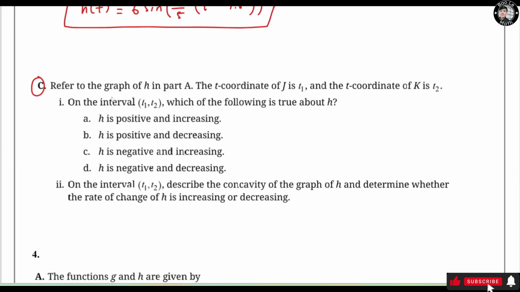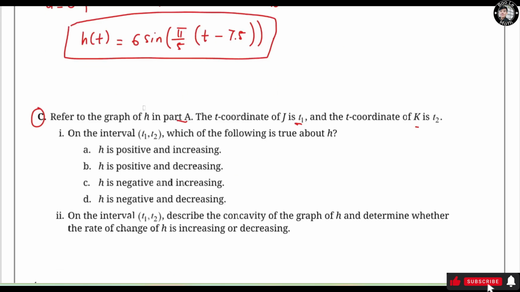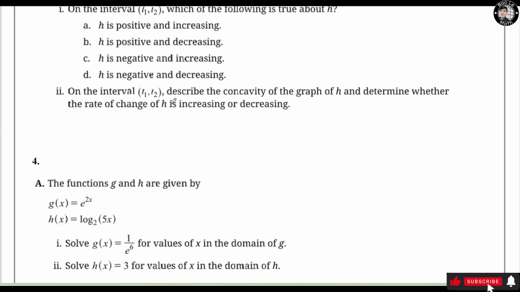Now question C. Refer to the graph of h in part A. The t-coordinate of J is t1 and the t-coordinate of K is t2. J and K are right here. On the interval t1 to t2, which of the following is true about the function h? So either positive or negative, increasing or decreasing. We look at this one right here. Within this interval, we see that the y-coordinates go from negative 6 to 0. So the function h is negative.